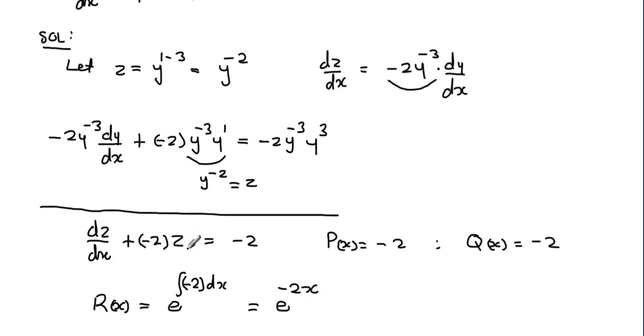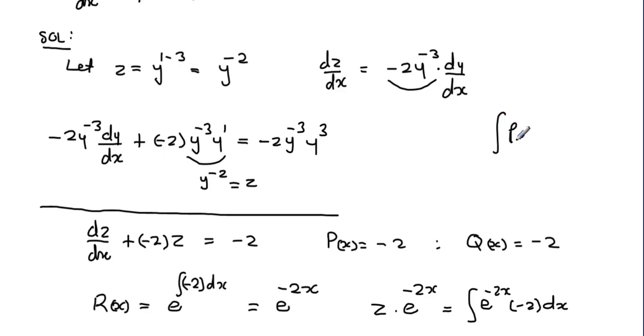The solution now z, because here now our unknown is z, is going to be given by the equation z multiplied by e to the power minus 2x equals the integral of the integration factor, e to the minus 2x, multiplied by the right hand side of the equation, which is minus 2. This is actually a simple, standard integral.